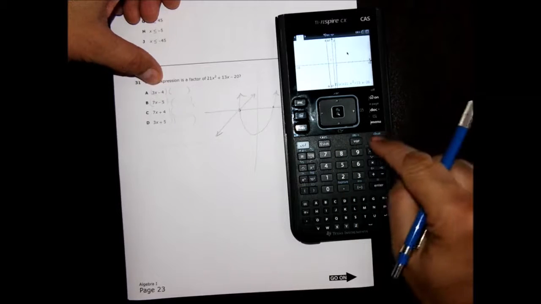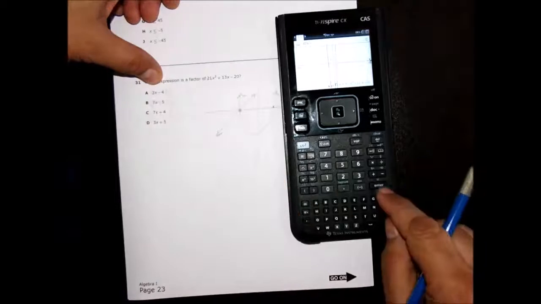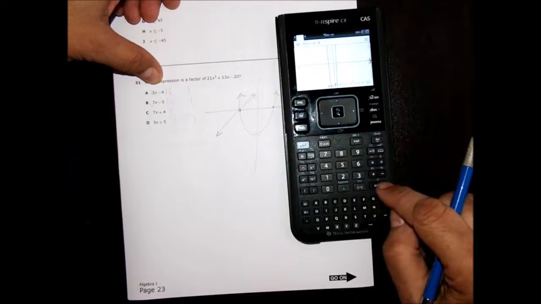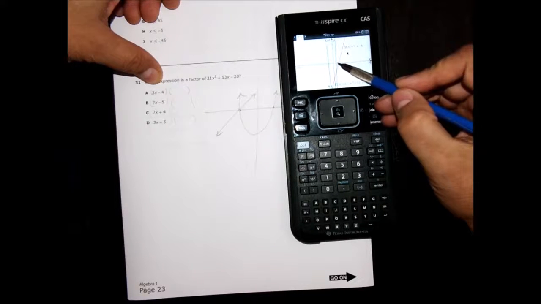Let's choose tab. My next function is going to be 3x minus 4. I'm going to graph it. Enter. And you see it's way outside here. Here's our solution, but it's outside, so we know this one is incorrect.